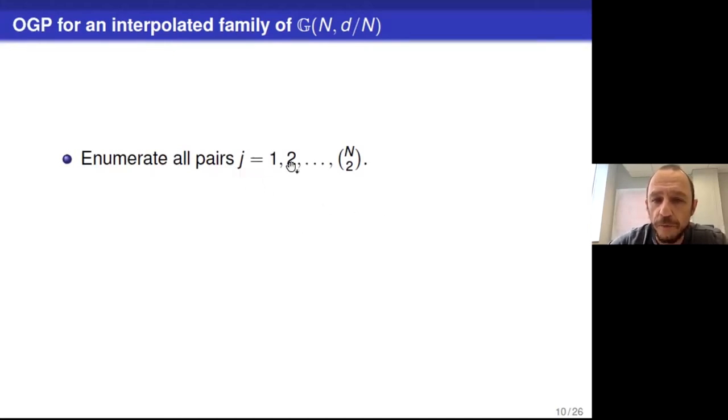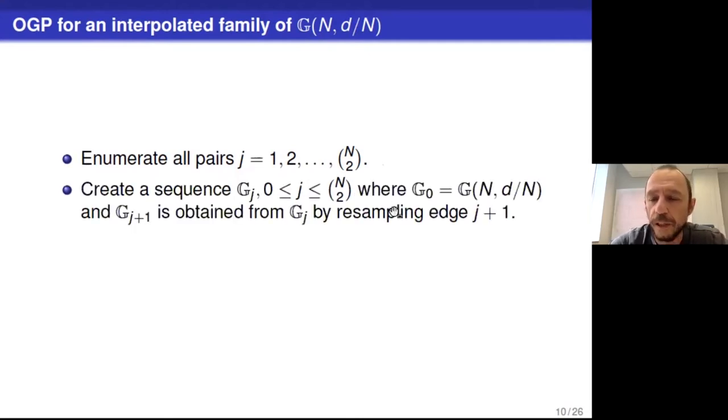We start by introducing any enumeration of all pairs of nodes in the graph. These are edges or non-edges, which altogether number n choose two. We just enumerate them in arbitrary order. Then we build a sequence of Erdős-Rényi graphs such that each of them individually looks like a vanilla Erdős-Rényi graph, but the sequence is coupled in a way that every next graph is obtained from the previous graph by flipping potentially just one edge.